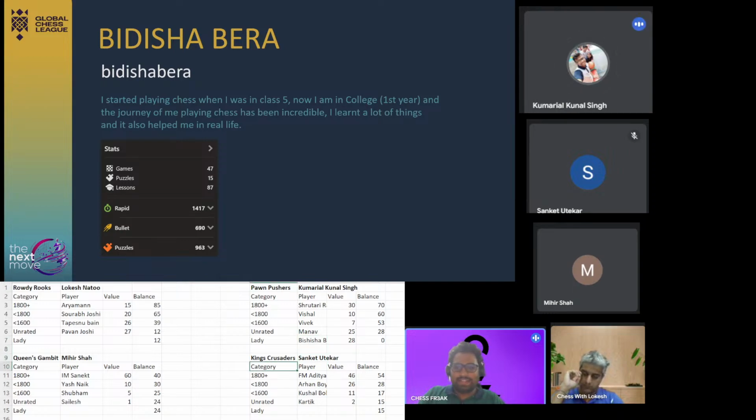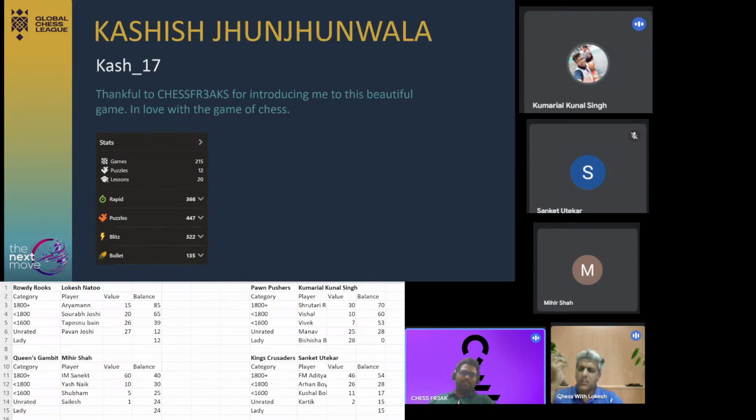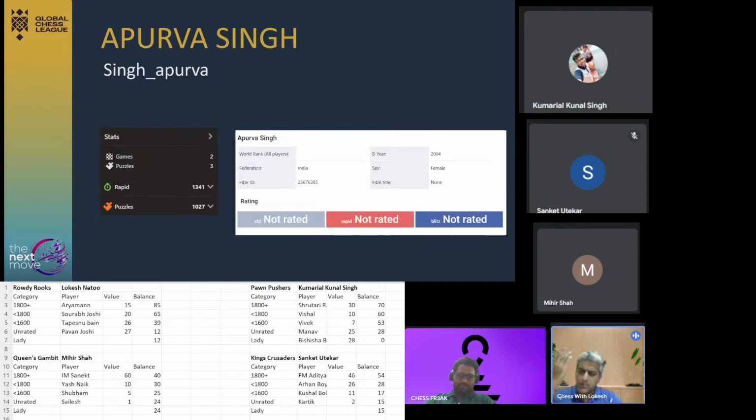Now the second highest is Queen's Gambit, Mihir Shah, with 24 points. Let me ask you, which player are you looking to buy? You have three players. Does Mihir Shah have that many points? He just sold at 60 for the first player, yeah, 50. But then the next three players he got at base value: 10 points for Yash Nayak, 5 points for Shubham, and 1 point for Shailesh Pawari.